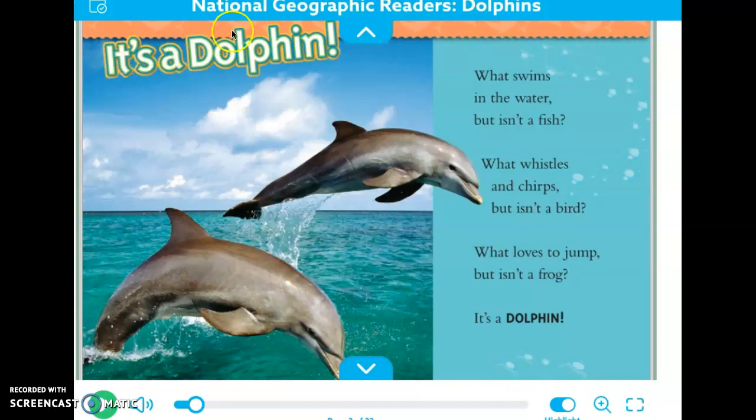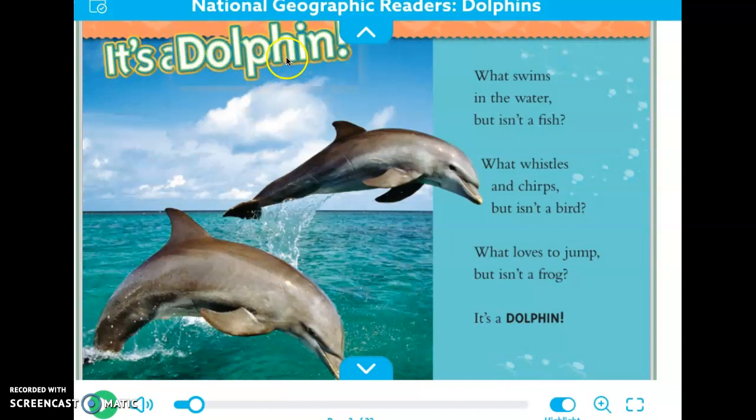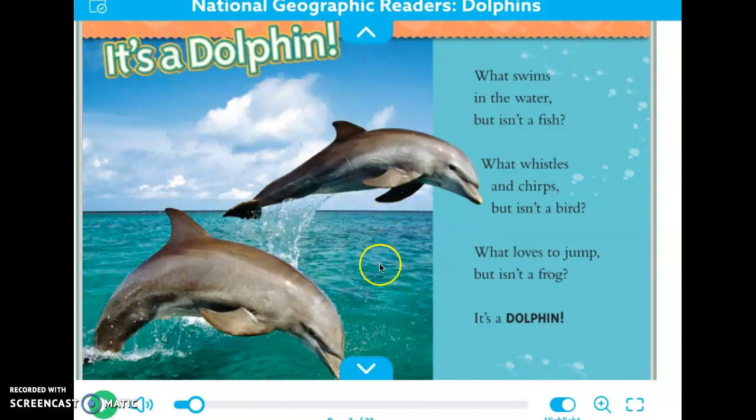Can you see any text features on this page? I want you to think, what is this called? It kind of looks like a title. This is a heading. And this right here is a photograph of dolphins.